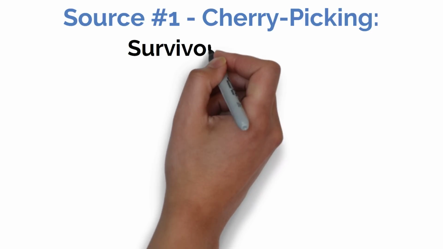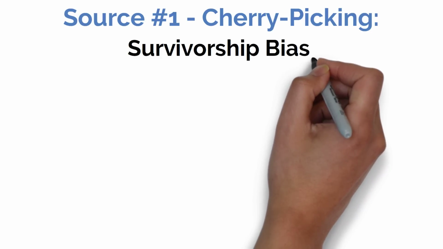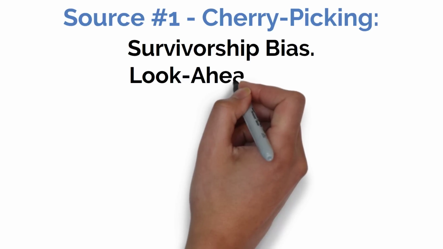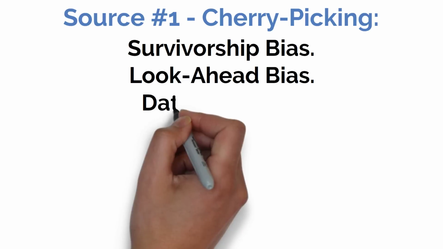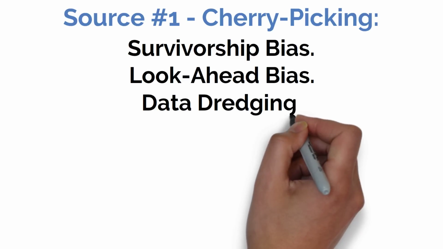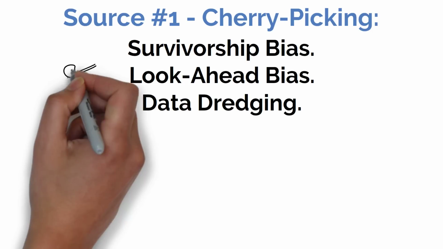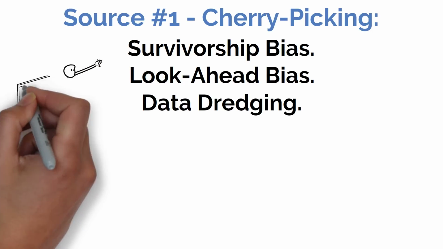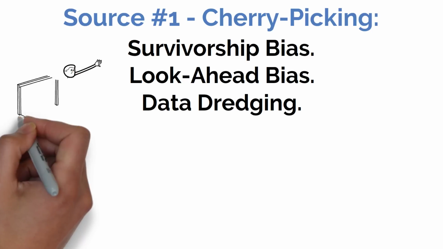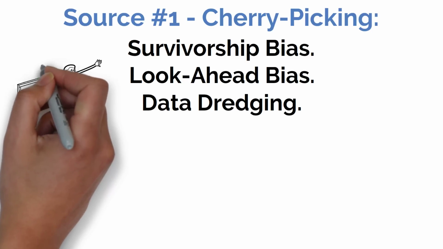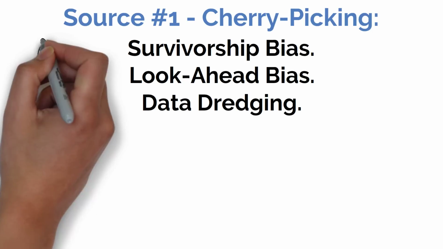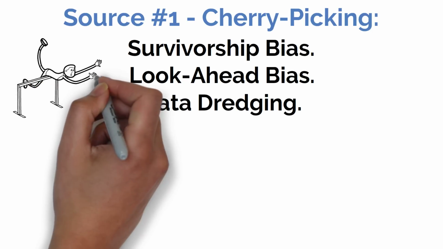Beyond cherry-picking time periods, we can also cherry-pick individual assets or investments. This type of cherry-picking usually takes one of a few forms: either survivorship bias, look-ahead bias, or data dredging. Survivorship bias, to use the dictionary definition, is the logical error when we're concentrating on the things that made it past some selection process and overlooking the things that didn't, typically because of their lack of visibility.